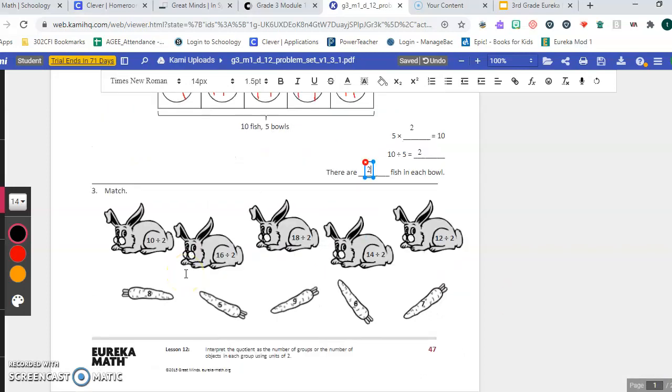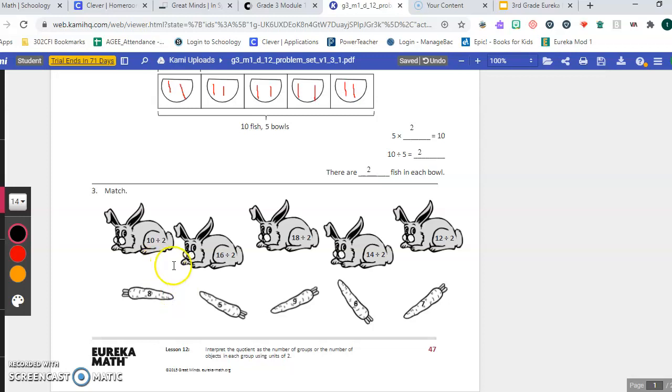All right, so now it's asking us to do some matching problems. They give us 10 divided by 2, 16 divided by 2, 18 divided by 2, 14 divided by 2, 12 divided by 2. So these are basic division facts. And when you're working with twos, you can think of counting by twos or doubles facts. So doubles facts like this one up here, 5 times 2 equals 10, is the same as 5 plus 5 equals 10, the doubles fact.